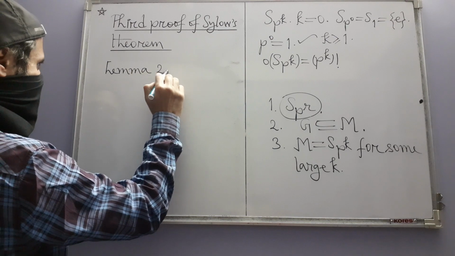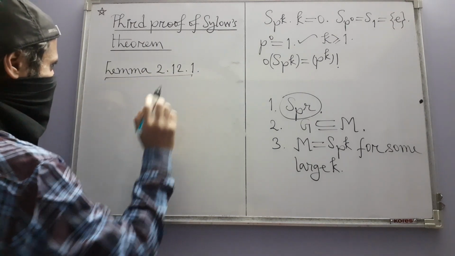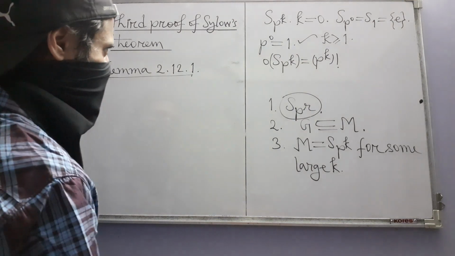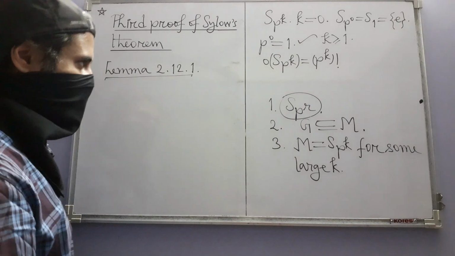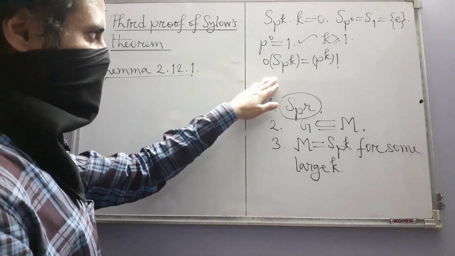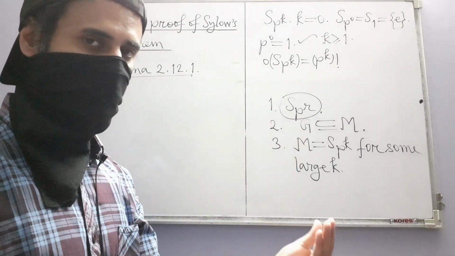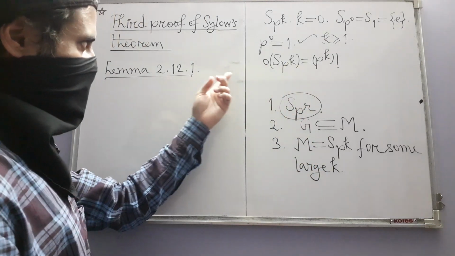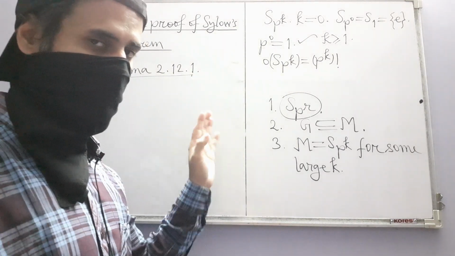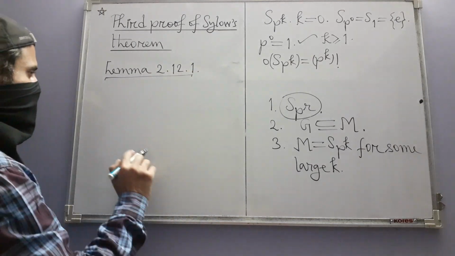So this is Lemma 212.1. Now the little notation that the author has adopted here to say what the largest power of p is, which is going to divide this, I'm going to make it a part of the lemma. It's not how it's given in the text, but let me just write it here itself.